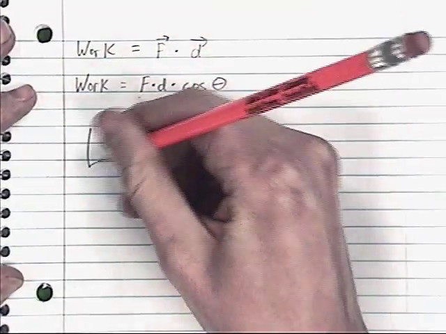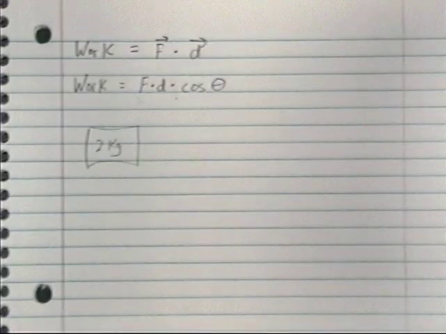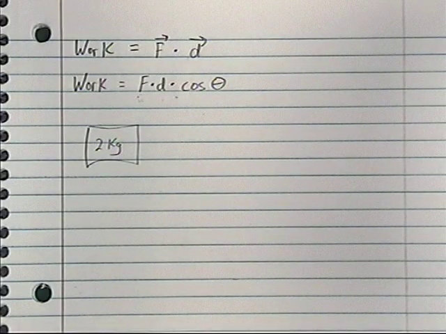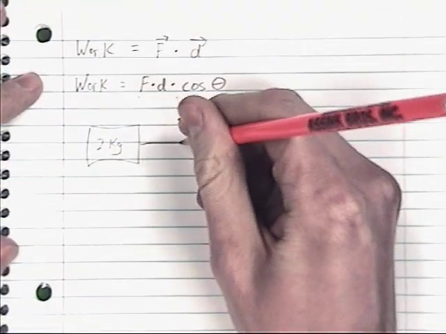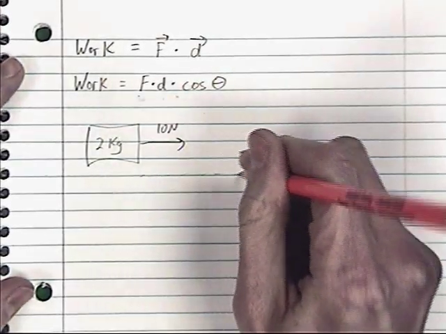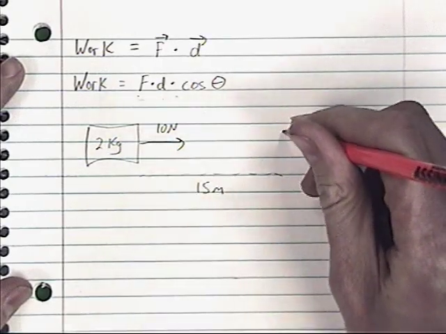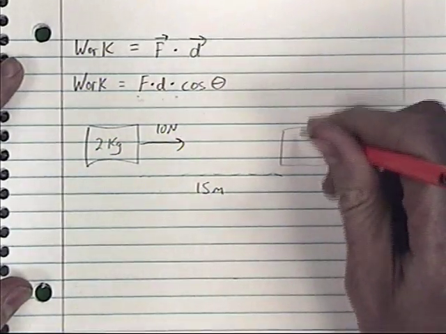We'll say that we have a box. It's a 2-kilogram box, though you'll notice that the equation doesn't have m in it, so it doesn't matter what the mass of the box is. We're going to apply a 10 Newton force to it, and it's going to travel a distance of 15 meters to end right here.